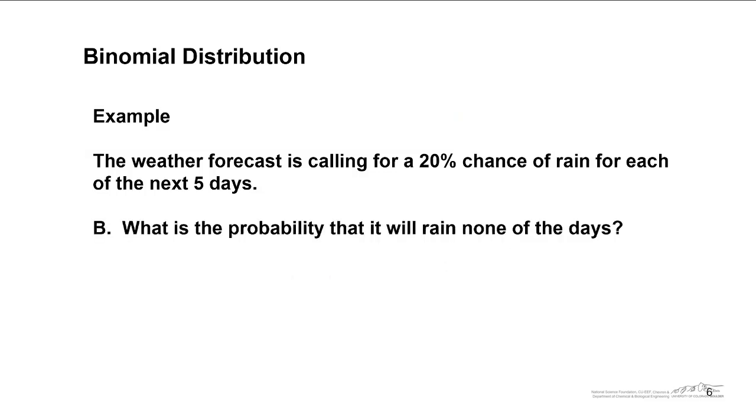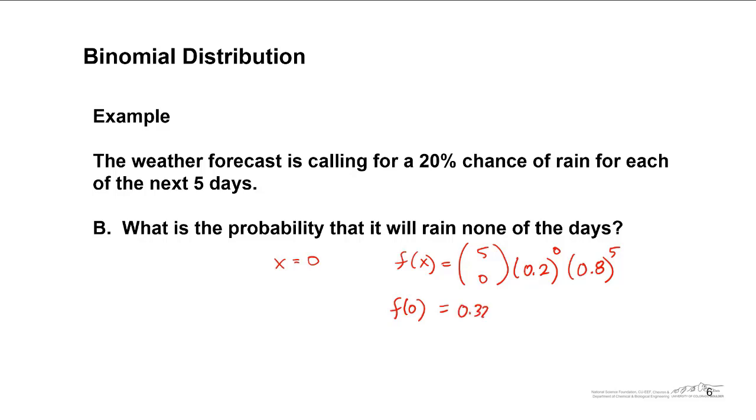The second part: what is the probability that it will rain none of the days? So that means x equals 0. We can write this, f of x equals 5 choose 0, times the probability of success, 0.2, to the x, so that's going to be 0, times 1 minus p, which is 0.8, raised to the n minus x. In this case, that's 5 minus 0, and that's just 5. And when we do our calculation, we end up with the probability of 0 being about 0.328. So that means the probability that it will rain none of the next 5 days is 0.328.